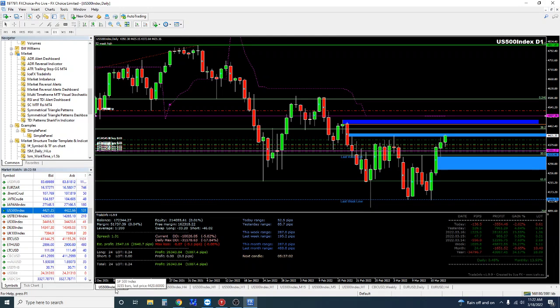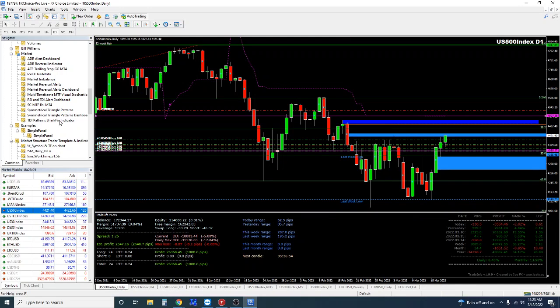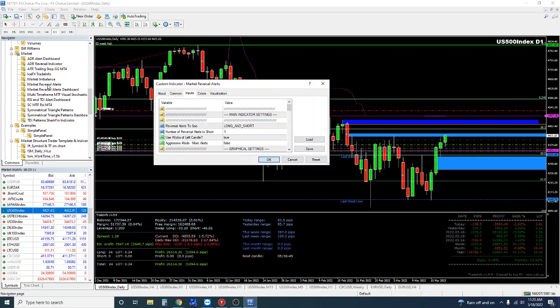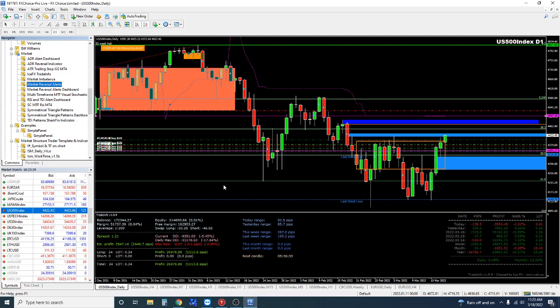I'm kind of liking this view, and then we just add the weekly order block, and we get rid of this one, because we don't really need all that. So we're going to add a market reversal alert, and then just weekly, and then both. Boom.